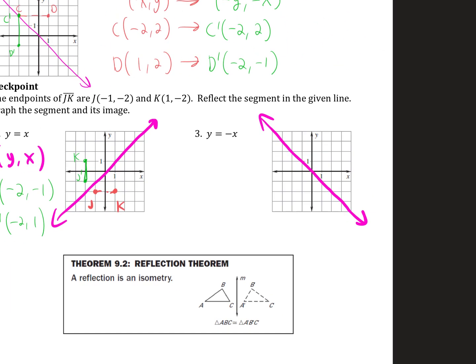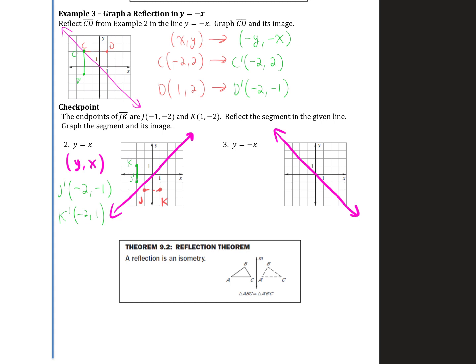All right, next one here. Let's do the same thing. So we have y equals negative x. We have negative 1, negative 2, left 1, down 2. And we have 1, negative 2, right 1, down 2. Okay, that's this dashed line. So we have J is here, K is here.